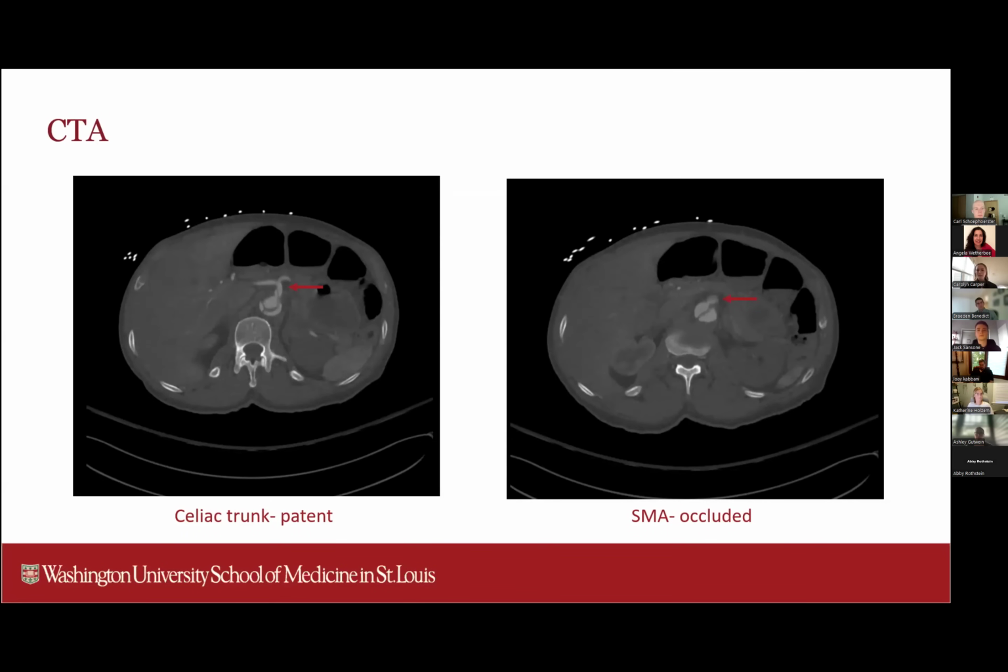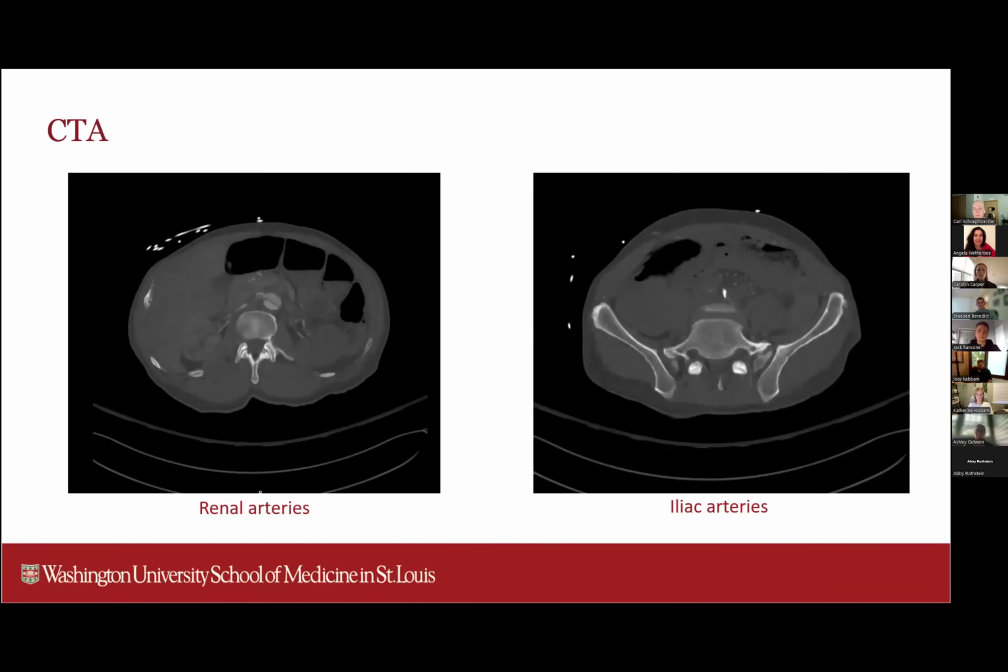The other finding was that the SMA was occluded. This little stump here shows where the SMA should be branching off to supply the intestines and organs, but here it's fully occluded by the dissection flap. A few other things that we found on the CTA: the dissection flap had fully occluded the left renal artery. As you can see, the left kidney here is not well perfused as compared to the right, and you can see how the right is still patent right there.